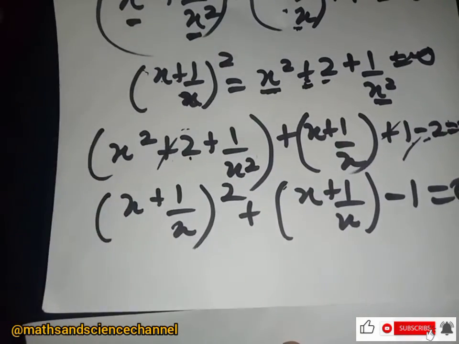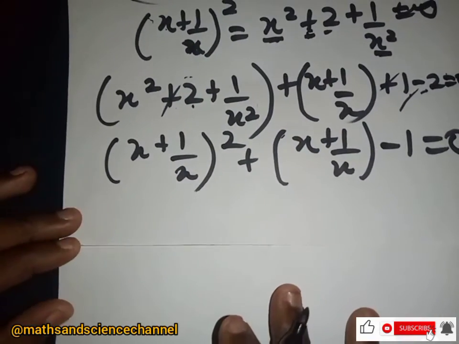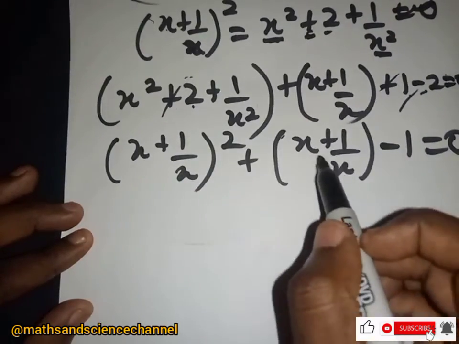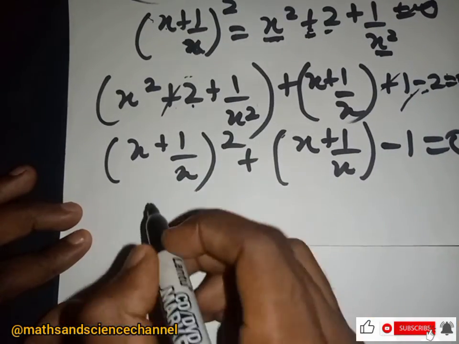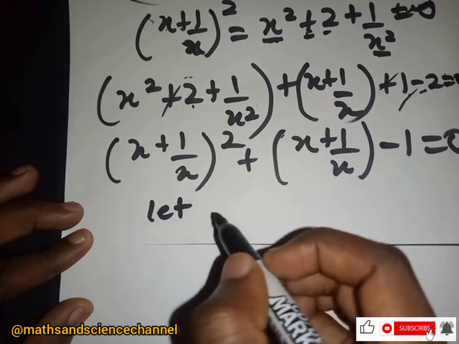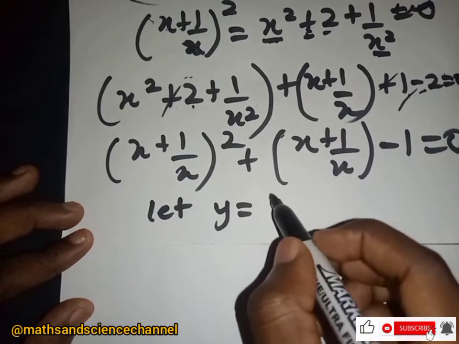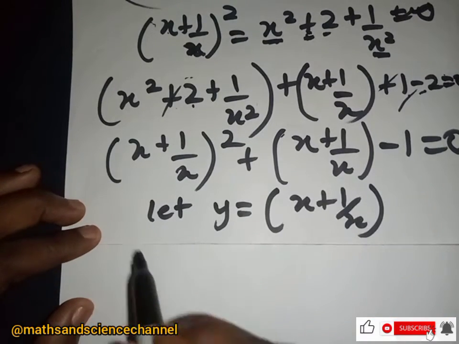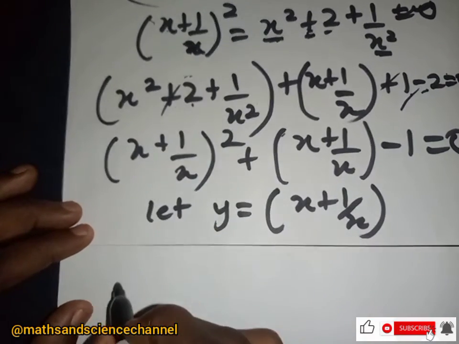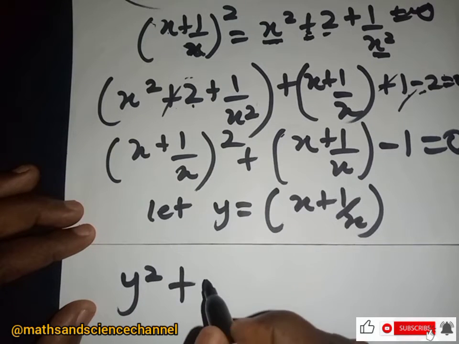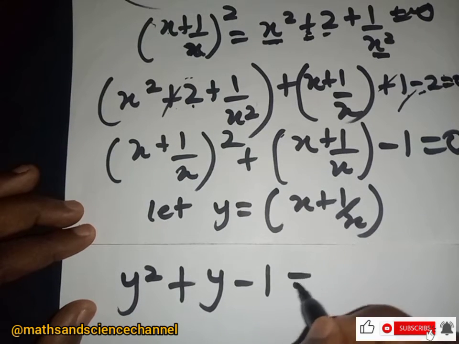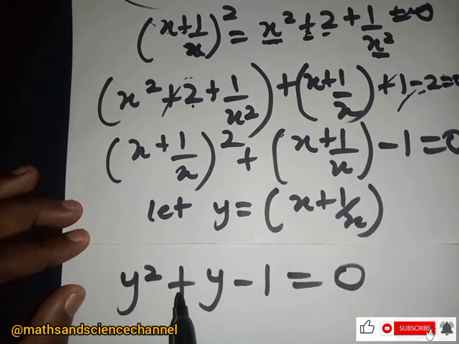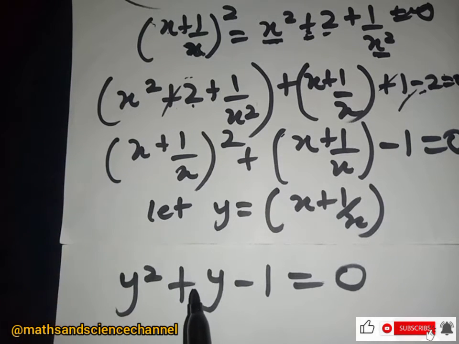So from here, since we have x plus 1 over x appearing, we are going to let a variable, let y be equal to x plus 1 over x. So we substitute this in, and we have y squared plus y minus 1 equal to 0. Now we have a quadratic equation over here, so we are going to solve the quadratic equation.